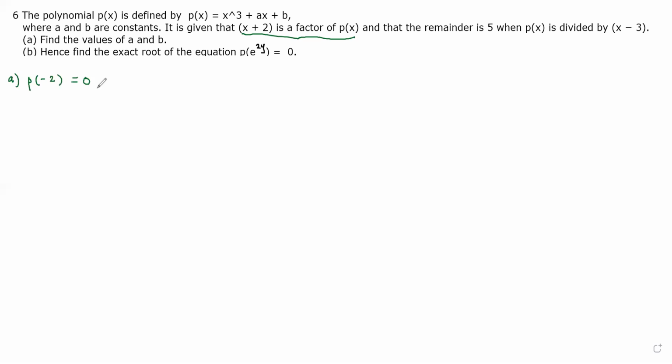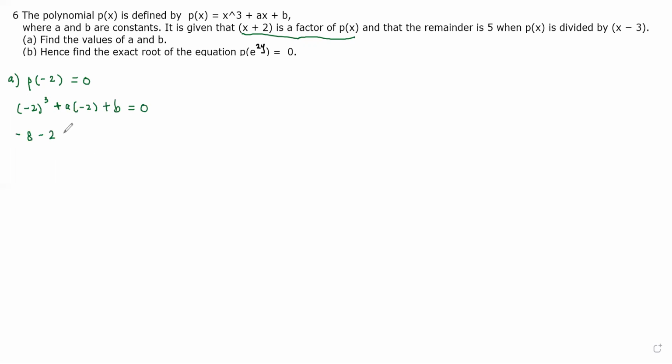So p of negative 2 should give you a remainder. When it is a factor, the remainder is 0. P of negative 2 is 0. Then we replace x with negative 2 into p of x. We have negative 2 to the 3 plus a times negative 2 plus b equals 0.